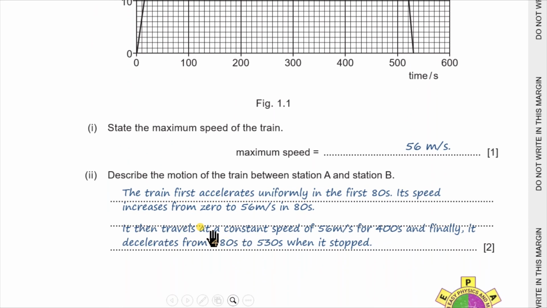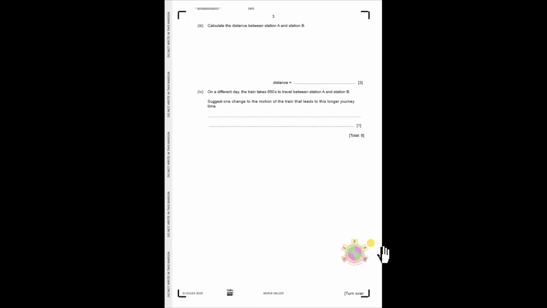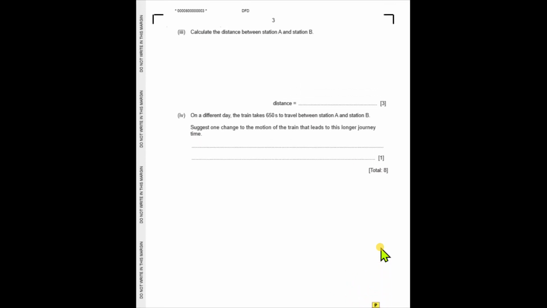So we look at that. It then travels at a constant speed of 56 meters per second for 400 seconds, and finally it decelerates from 480 seconds to 530 seconds when it stopped. So let's look at the concluding part of the question. The concluding part of the question said we should calculate the distance between station A and B.